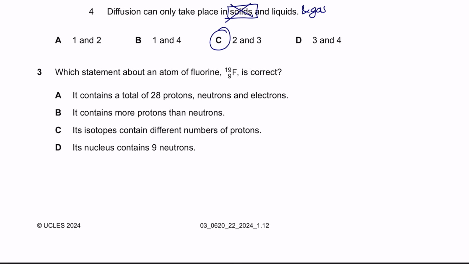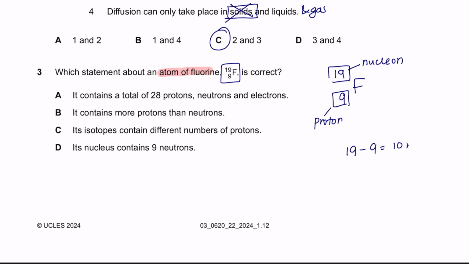Next, question 3. Which statement about an atom of fluorine is correct? Let's look at the nuclide notation. You've got 9 protons and 19 nucleon. Using the nucleon number, take away the proton number, you can get the neutrons. So that would be 10.